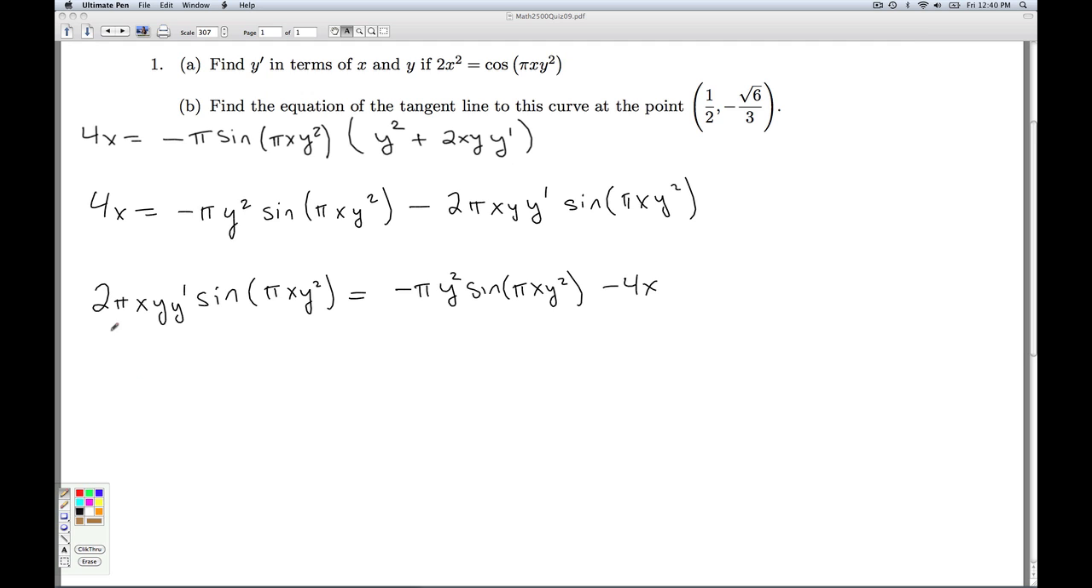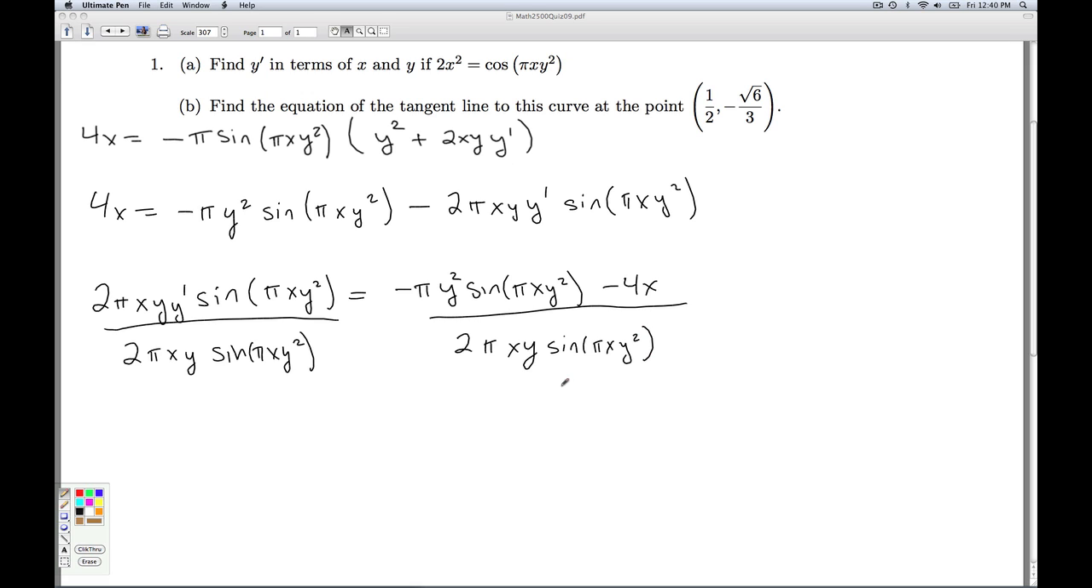And finally, I can divide both sides by everything except the y prime. So I get y prime equals this thing. And I'm trying to look to see if there's anything I can factor out and cancel, and it doesn't appear to be anything. So it just is what it is.